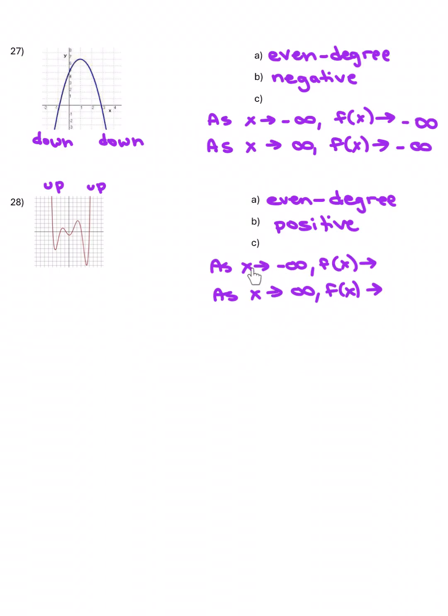But this means as we look to the left, it's pointing up. So up means we're approaching positive infinity. The y values are getting very big. This means as we look to the right, well, on the right, our graph is also pointing up. So the y values are also approaching positive infinity.